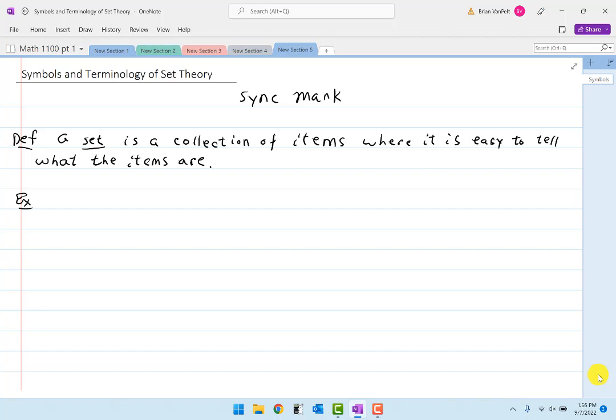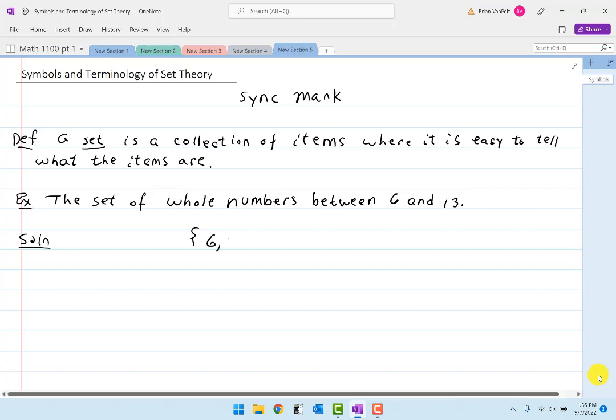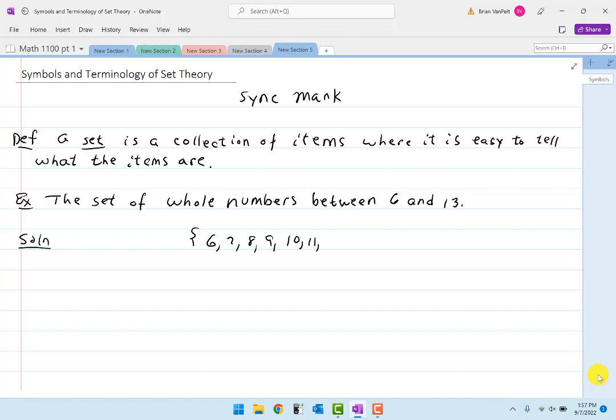As an example, let's take a look at the set of whole numbers between 6 and 13. The way it's going to look then is we'll actually include 6 and 13, even though I said between. When I say between, we mean the ends as well. So between 6 and 13, I'm going to get all the whole numbers strictly between them, and including them. If I wanted to not include 6 and 13, I would have said strictly between, and that would have taken out the 6 and the 13.